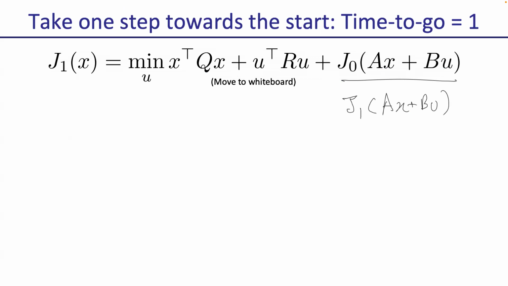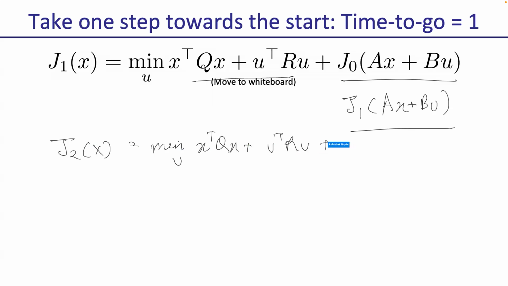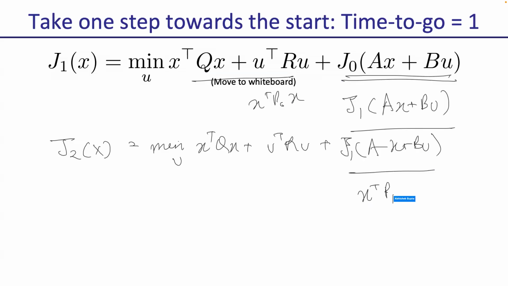It's like you're saying that at the third last time step, you're going to get your immediate cost, plus your cost once you have one less time step available. So you can show that J2 of X is min over U of X transpose QX plus U transpose RU plus J1 of AX plus BU. Same thing that we did here. The only difference now is that J0 was X transpose P0 X. That's how we said at the last time step we are going to incur quadratic cost. Now J1 is also quadratic. It's just going to be X transpose P1 X.